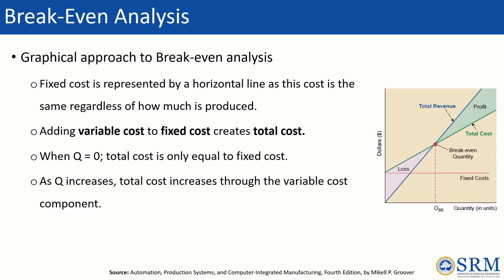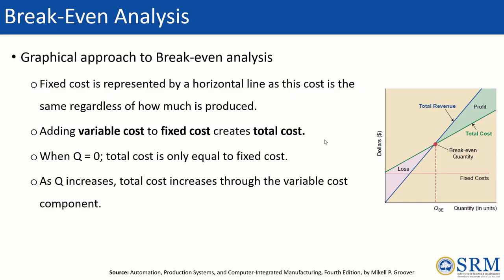Coming to the graphical representation of break-even analysis. In the graphical method, fixed cost is represented by a horizontal line. As production increases, the variable cost causes total cost to rise. Revenue starts at 0 and increases proportionally with sales. The intersection of the total cost and total revenue curves represents the break-even point.